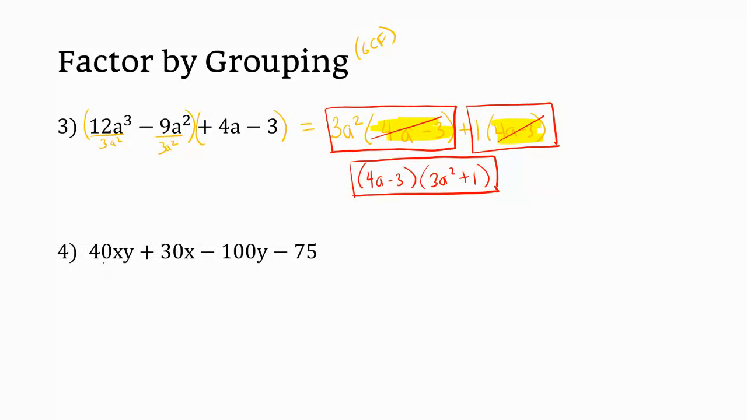What about this one? So let's do the same thing. Let's group the first 2, group the last 2, and factor out what's common. What's common between 40 and 30? 10. I can factor out a 10x. If I do that, I'm going to be left with 4y, right? And then plus 3. Okay.